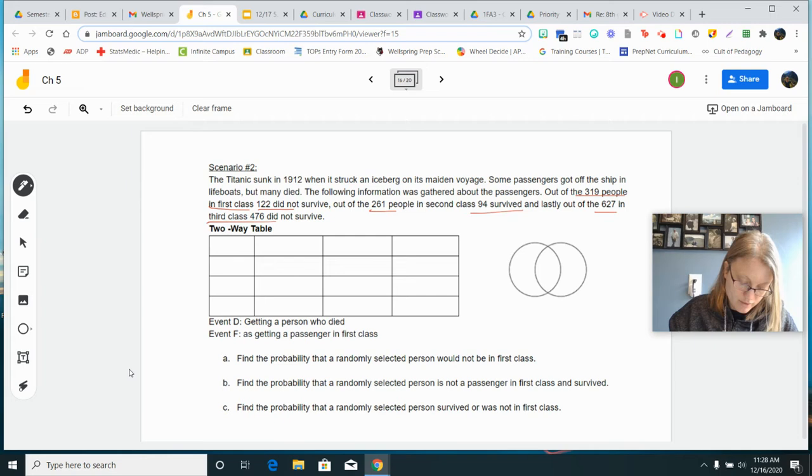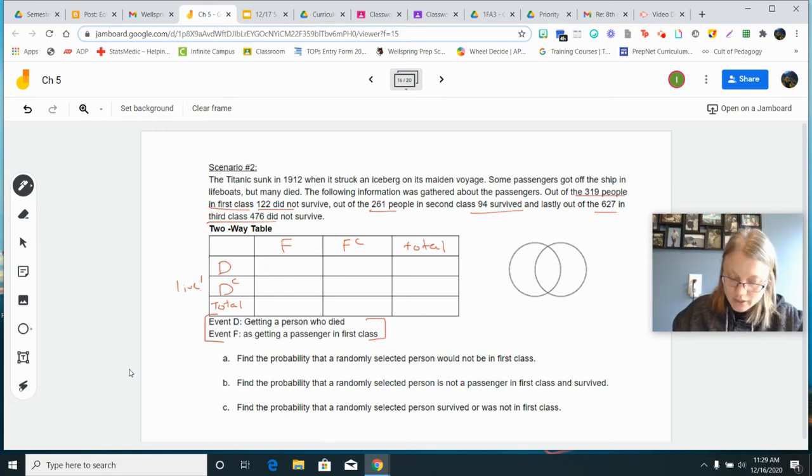So we have two events defined down here. Event D is a person died. Sad. The complement is that they lived. So D with a little C by it is that you live. Yay. Event F is that of getting a passenger in first class. So the complement of event F is that you get somebody that is not in first class, which is second and third class. So F complement, and then we have our total here. Okay, so we're going to do a little adding on this one.